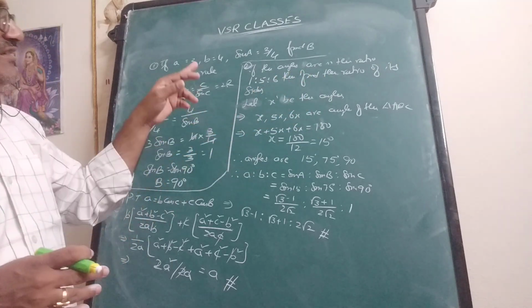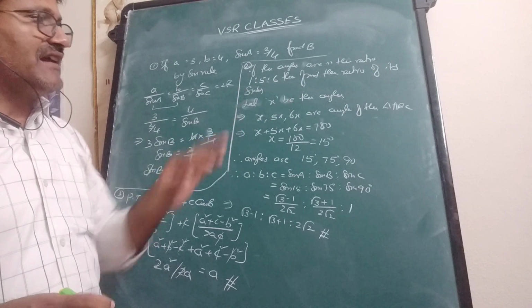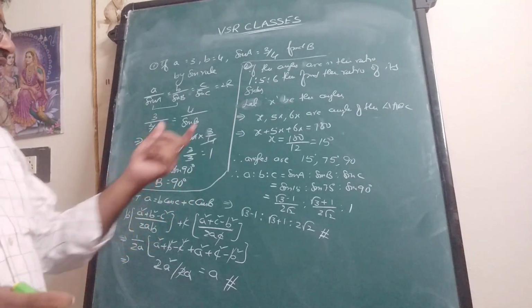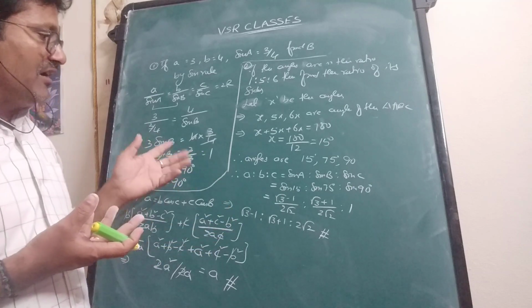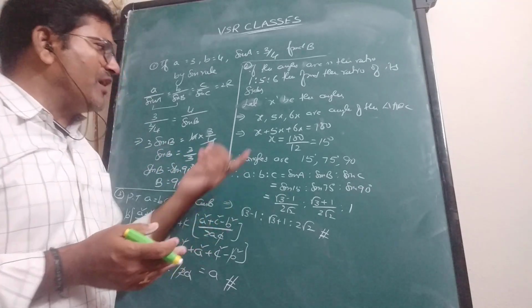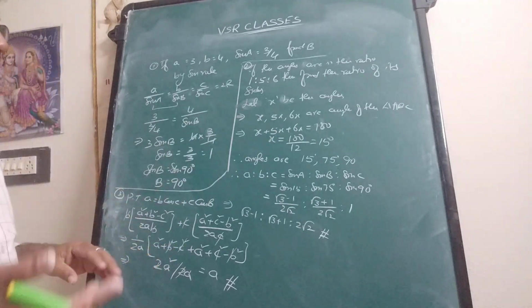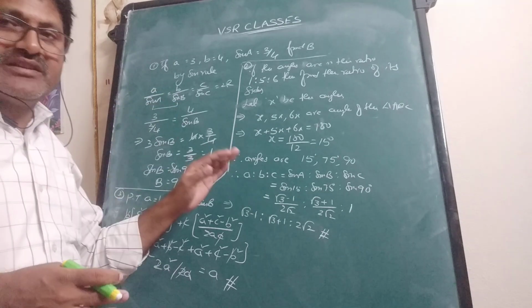Given 1:5:6. Now I can take x, 5x, 6x as the angles of the triangle ABC. Some of the angles you know very well. Wherever we require, we are talking about triangles, so we can use the properties of triangles. A plus B plus C equals 180.